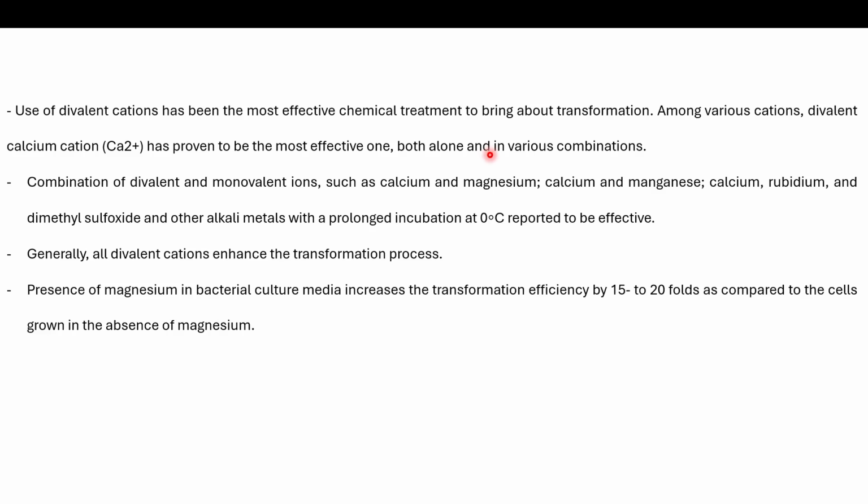Okay. So they have also used combinations of not only different types of divalent cations, but also combinations of trivalent cations, divalent cations, and monovalent cations, or some carrier molecules to carry the DNA into the host cell. Now we will look at all of these one by one. All right. So first, let's look at divalent cations.